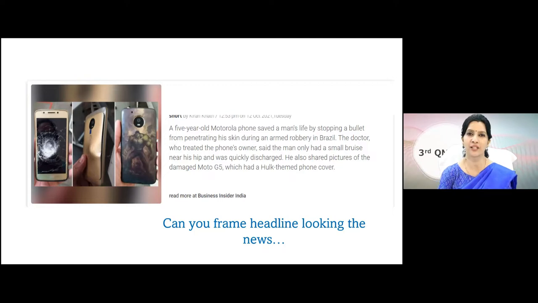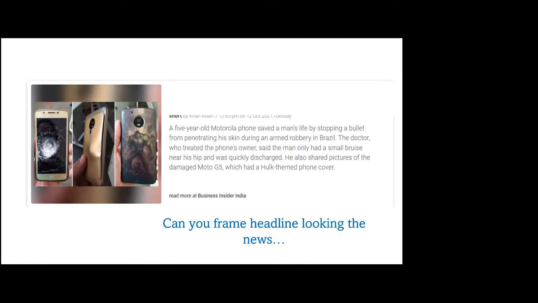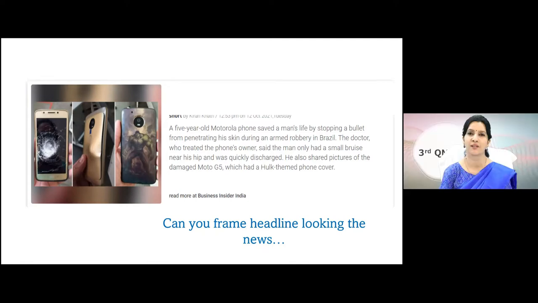So can you think of any headline? And this question is for all of you. Can you frame any headline looking at this news? All of you, please type in the chat box. What will you frame if you read this? Like, this has come to you and you are the editor of that bulletin and you have to decide the headline. So: phone saves man's life, Hulk saves man, phone rescues man, old phone saved a life.